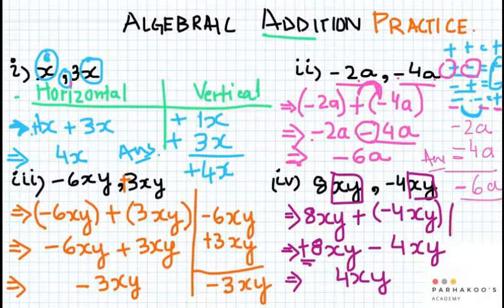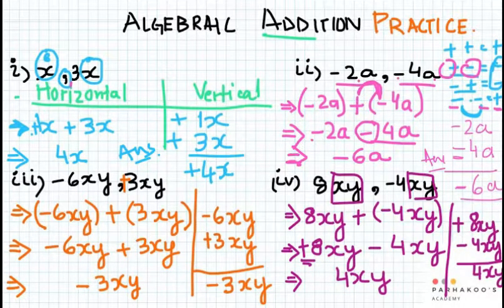Let's do it vertically. 8xy minus 4xy, so plus minus is minus, so 4xy, and the sign would be that of the bigger term, so plus.